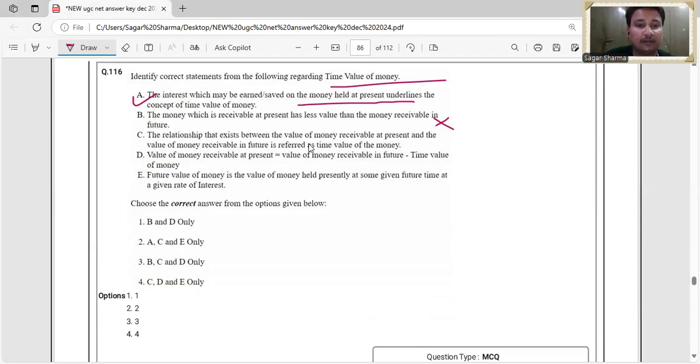The relationship that exists between the value of money receivable at present and the value of money receivable in future is referred to as time value of money. Yes. Value of money receivable at present equals value of money receivable in future minus time value of money. No, this is also wrong. Future value of money is the value of money held presently at some given future time at a given rate of interest. Yes. A, C, E is the correct one.